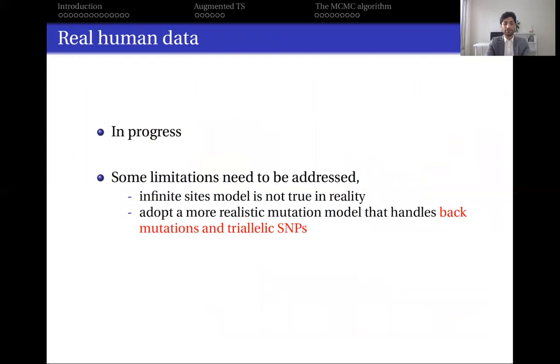For real data, unfortunately, I don't have an analysis at the moment. There are some limitations that need to be addressed, one of which is the mutation model. We assume an infinite sites model as a mutation model, which cannot handle back mutations and triallelic SNPs. So I'm working on adopting a more realistic mutation model that can handle these two.